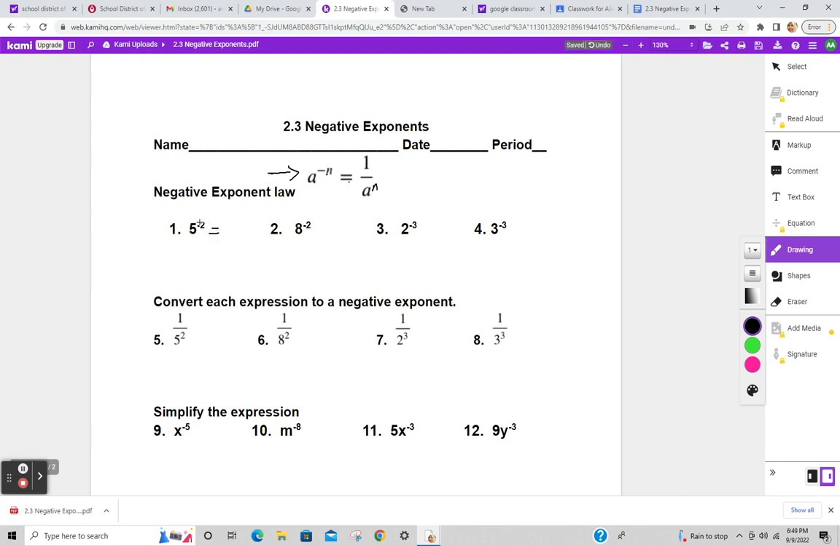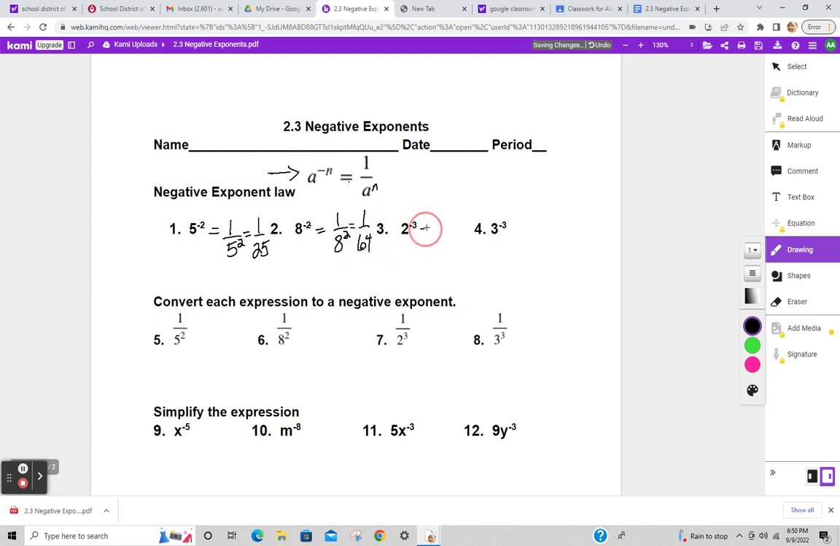All right, so we have 5 raised to the negative second power. According to this definition, the answer is going to be 1 over the base 5, but this time the power is going to go from negative to positive. We can simplify that a little bit further. That'll give us 1 over 25. Okay, let's look at the next one. So this is going to be 1 over 8 raised to the second power. So this goes from being negative to positive when we convert it to this form. We can simplify that. So that's 1 over 64.